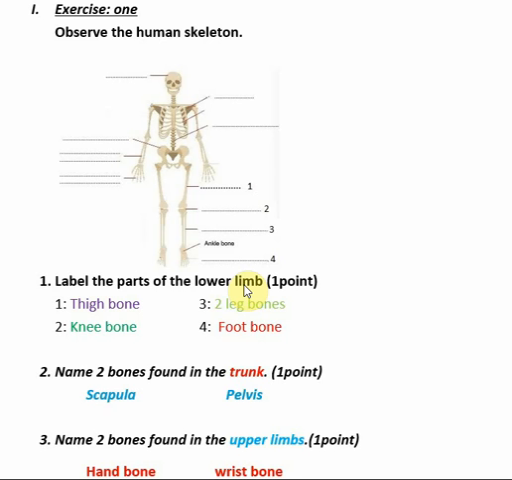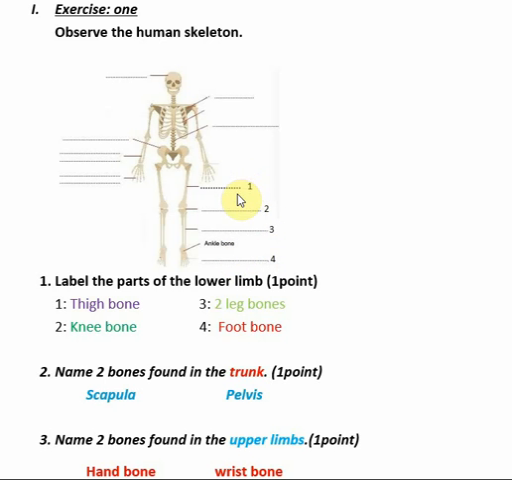I'm really proud of you all because you were all amazing in the exam. Today we are going to correct the exam. Okay? Exercise 1. In this exercise, I want you to observe this human skeleton. In number 1, you are going to label the parts of the lower limb. Only the lower limb, the parts 1, 2, 3, and 4.